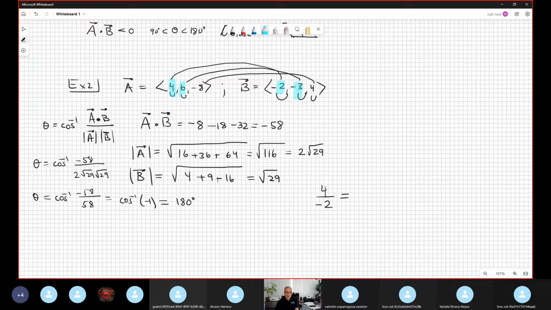6 divided by negative 3. I claim that, because I'm not sure if it's true or not. And divided the last component, is negative 8 divided by a positive 4.